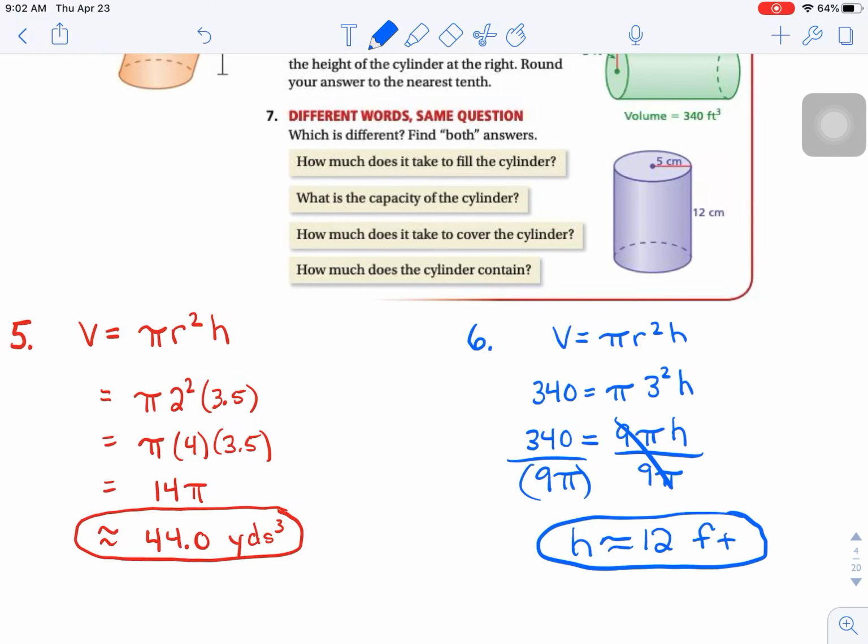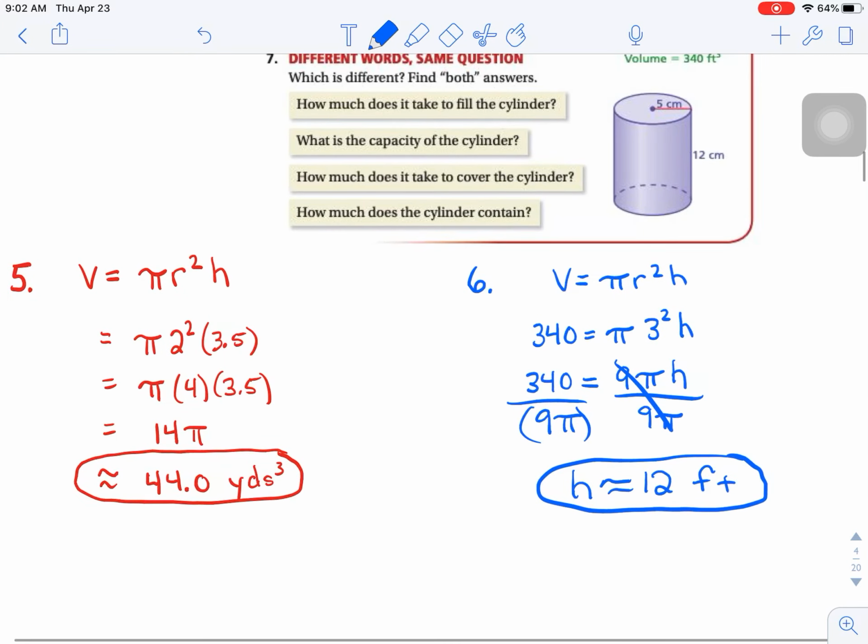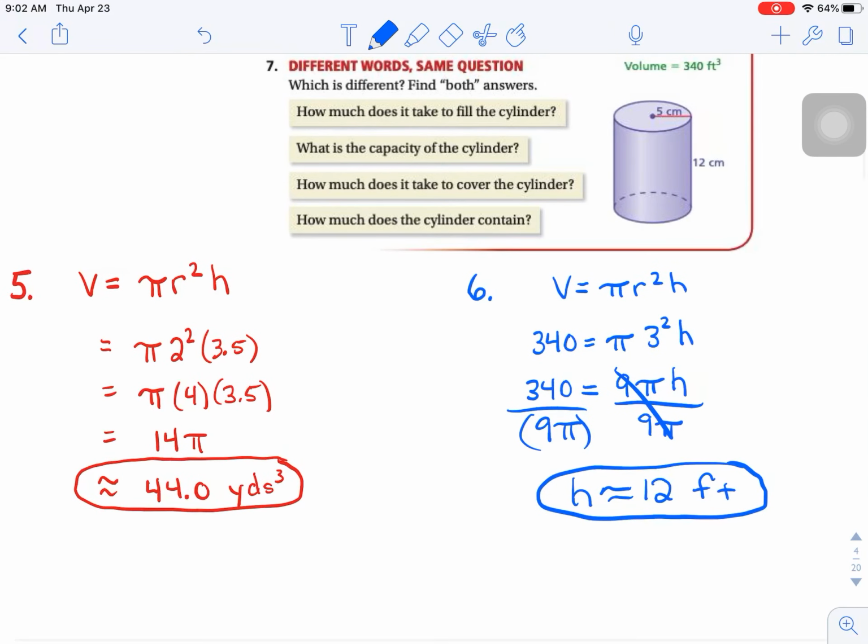All right, and then 7 says different words, same question. Which is different? Find both answers. Okay, so it says, how much does it take to fill a cylinder? What is the capacity of a cylinder? How much does it take to cover the cylinder? And how much does the cylinder contain?